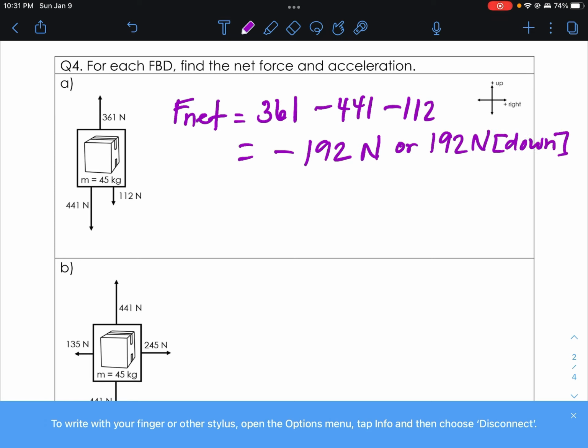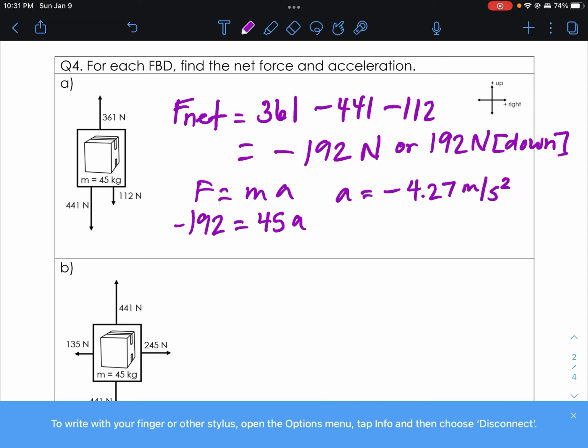And then I'm looking for an acceleration, so F equals ma. I've got 192 equals 45 times a. So if I leave that negative sign there, a would be negative 4.27 meters per second squared, or you could say 4.27 meters per second squared down. Either one would work.